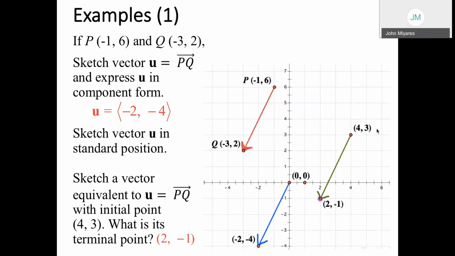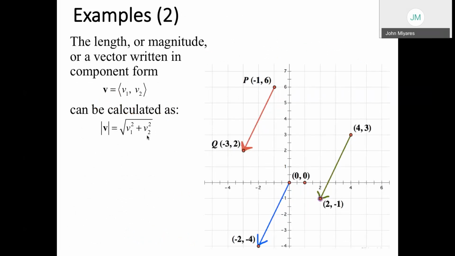Now we have these 3 vectors that are all equivalent to each other. They all have the same magnitude, they all have the same direction, but they just have different initial points. The blue vector is in standard position because it starts at the origin, but otherwise these vectors are all going to be considered equal or equivalent.